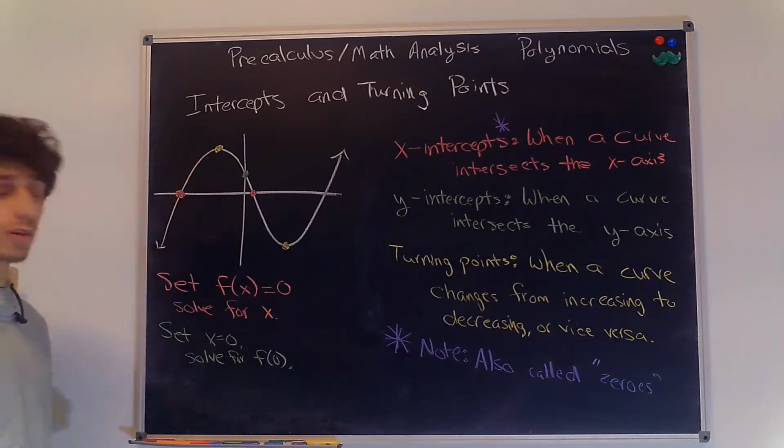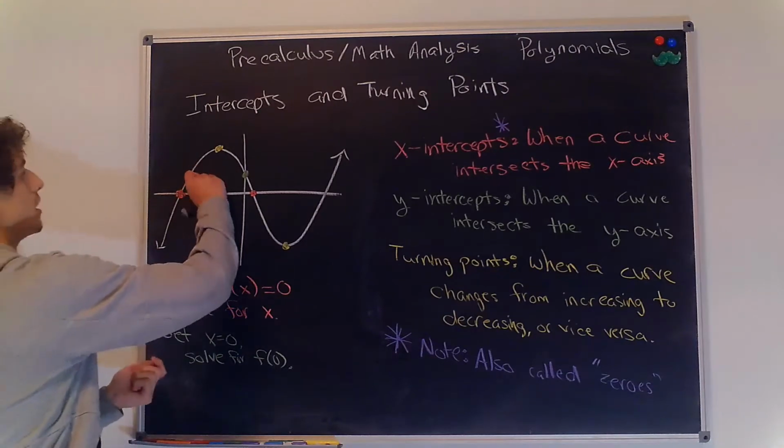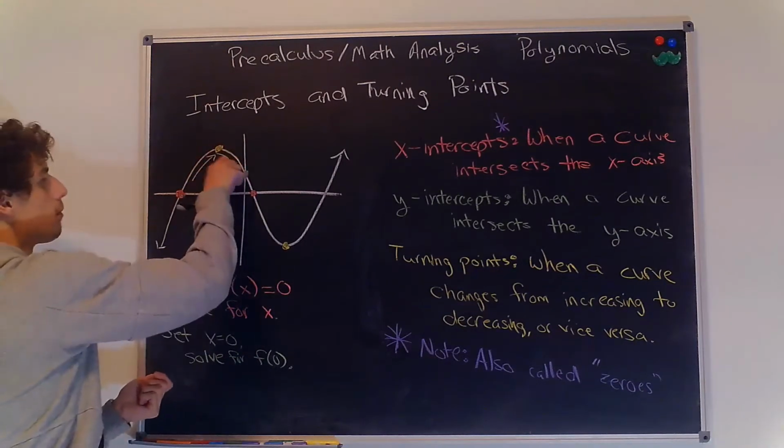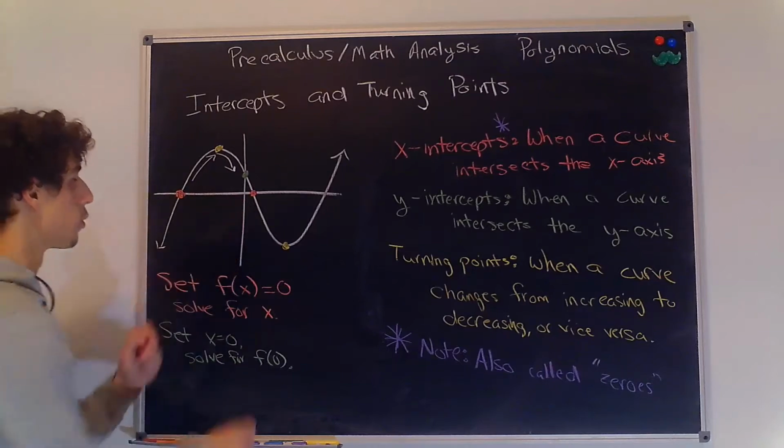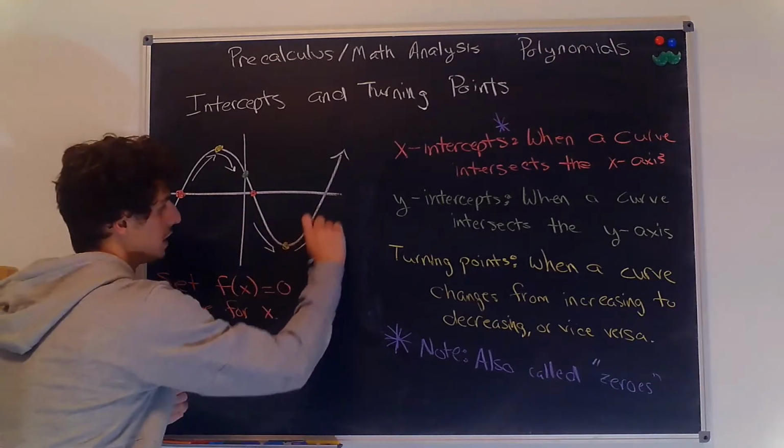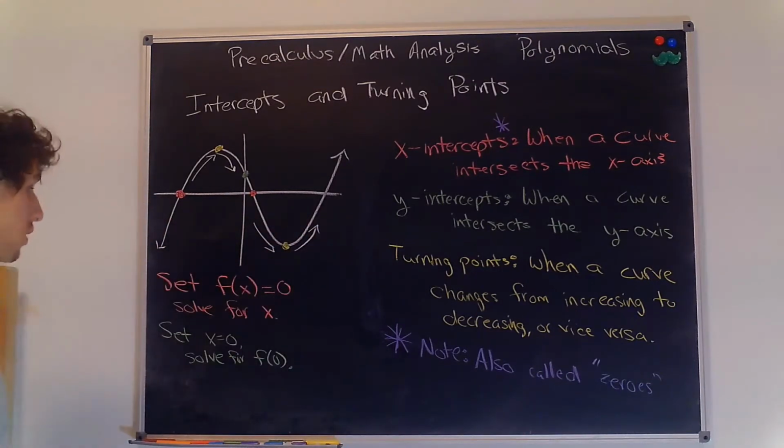So here's an example of when a function turns from increasing to decreasing. That yellow dot is a turning point, or decreasing to increasing. This yellow dot is also a turning point.